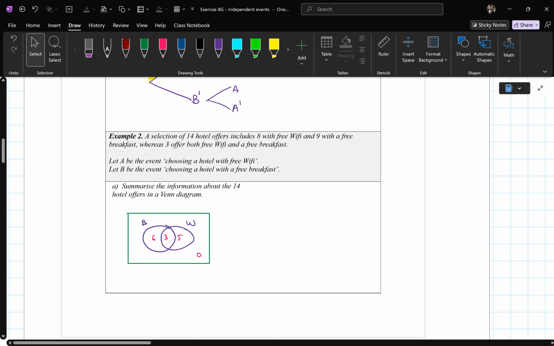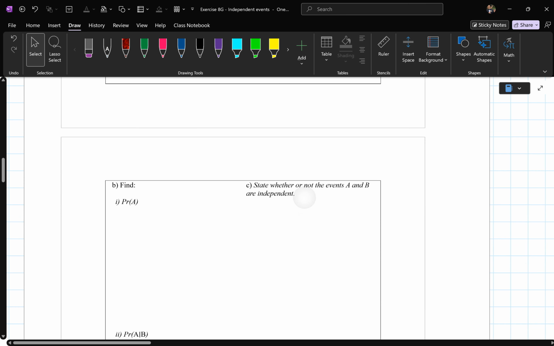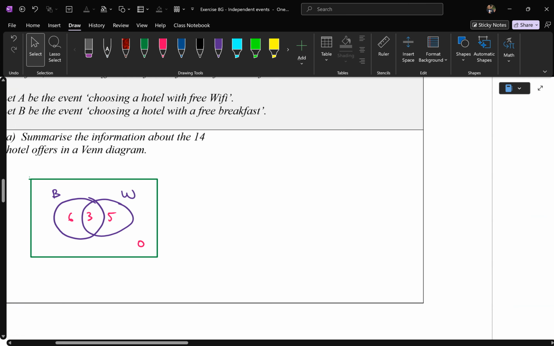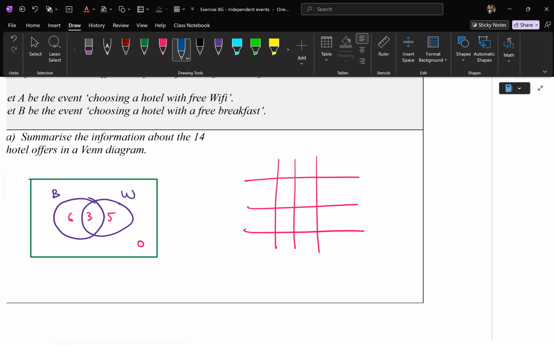And what do they want? Yeah, I've drawn my Venn diagram. Cool. Find probability of A. Now, I personally like, when you're doing calculations, use cardinal maps. So in this case here, I would have done breakfast, no breakfast, Wi-Fi, no Wi-Fi. There's a total of 14. 3 goes here. Total of breakfast was 9. Total of Wi-Fi was 8. And then just fill in the blanks.